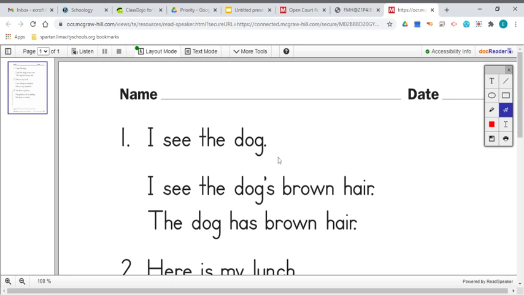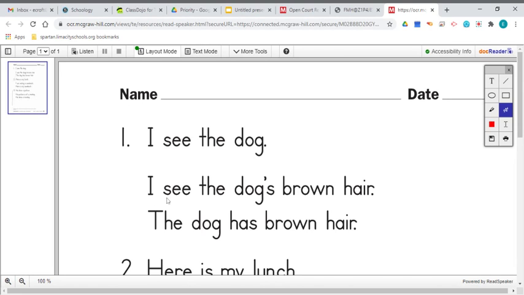Now we're going to take a look at page 121 in your reading workbooks. You need to get that out because we're going to do this together, and we're going to talk about finding the sentence that starts differently. All right. So page 121, here we go. Now, number 1 says, I see the dog. We want a sentence that doesn't start the same, all right?